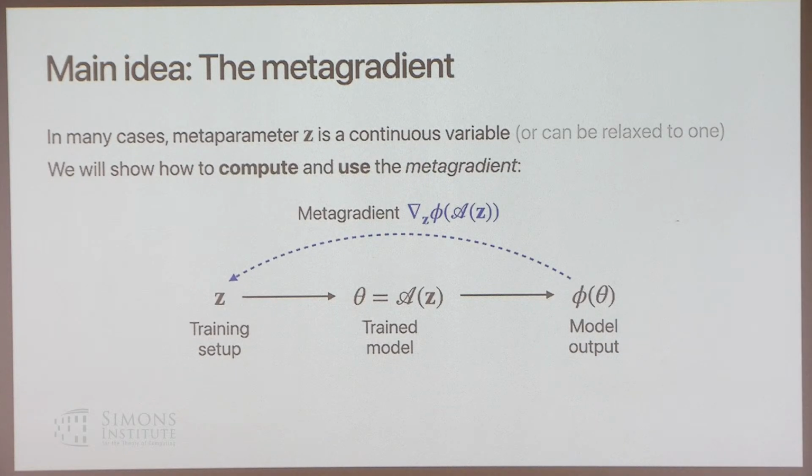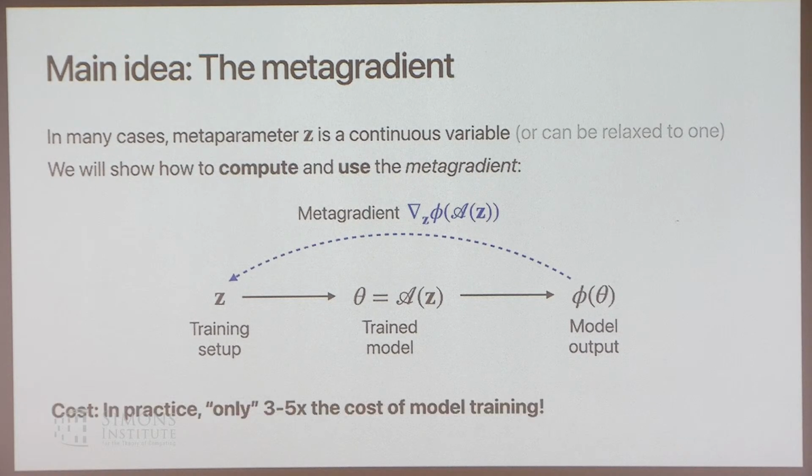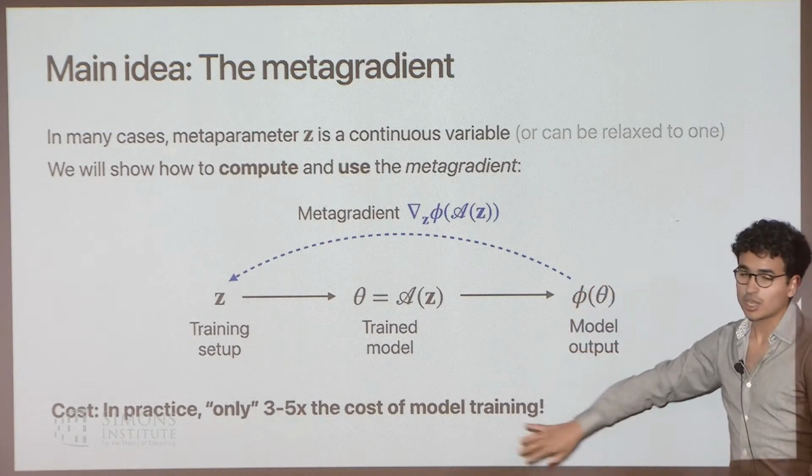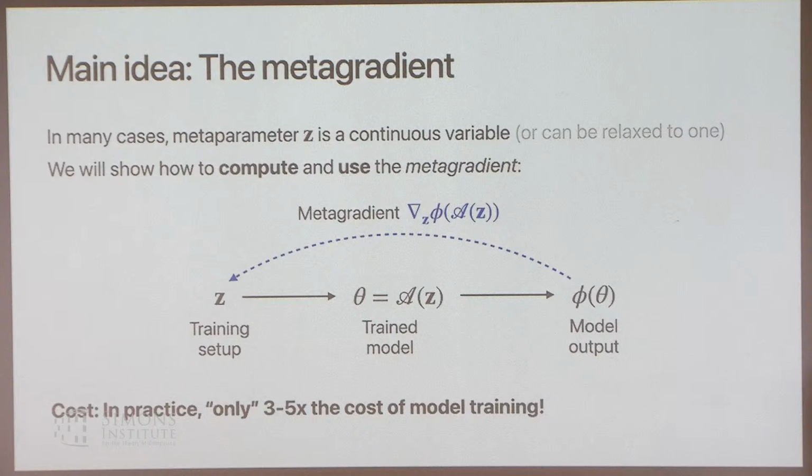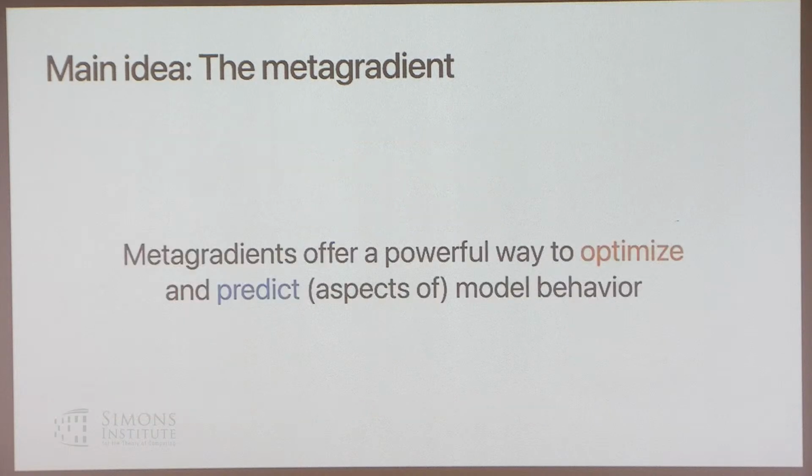So this is like a gradient of a super long, super expensive operation. And the cost of computing this metagradient, and I'll talk about how we actually do it later, is going to be roughly 3 to 5 times the cost of just training the model. But before I talk about exactly how we do this, I want to go through what this enables, maybe quantitatively. The takeaway of this part of the talk is to argue that metagradients offer a pretty general framework for optimizing and predicting at least a couple of aspects of the machine learning pipeline.